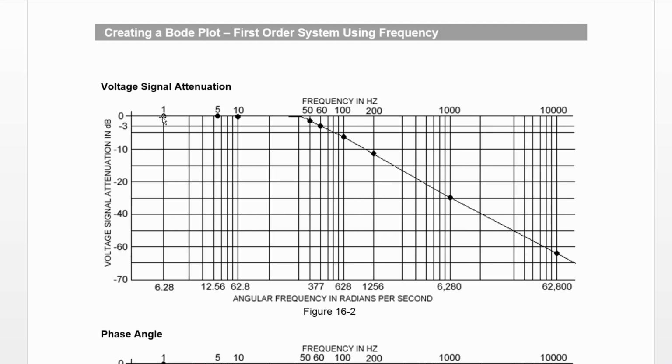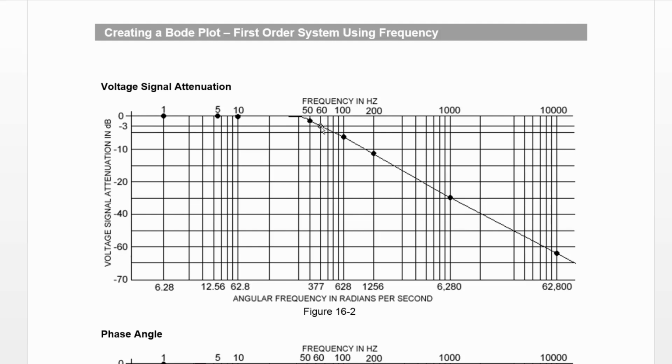So all these voltages we just plotted, I plotted this voltage here, and we plot the dB versus the frequency. So here we're only going up to 62,800 radians per second, which is 10,000 hertz. So at 1 hertz, we're practically right there. 5 hertz, we're practically there. 10 hertz, we dropped off a little bit. 50 hertz, we dropped off a little bit. And then we're at about minus 1.5 dB here.